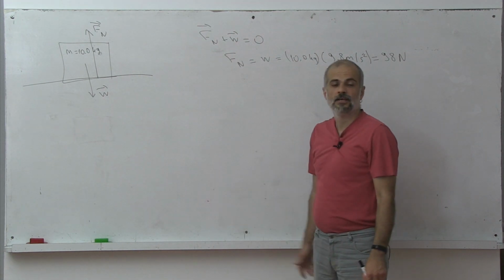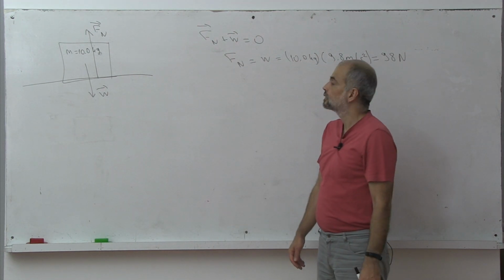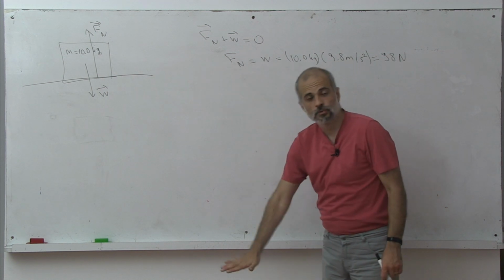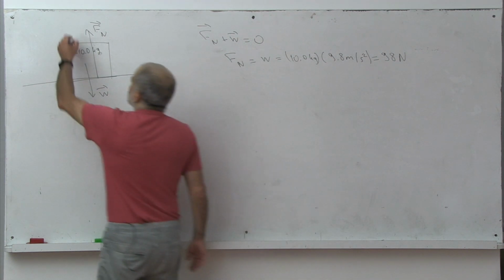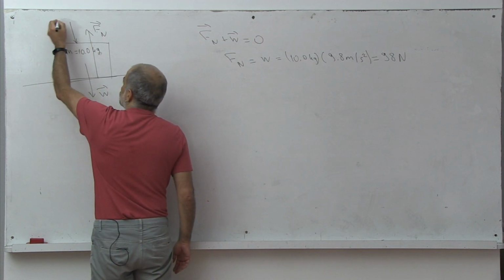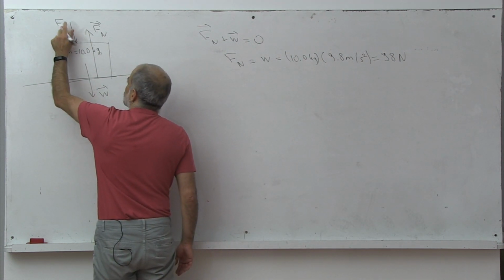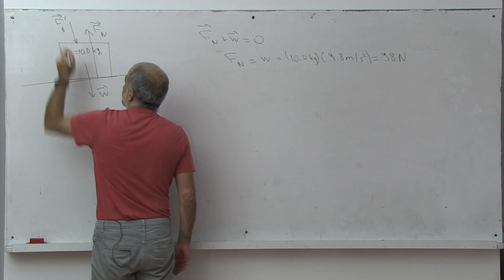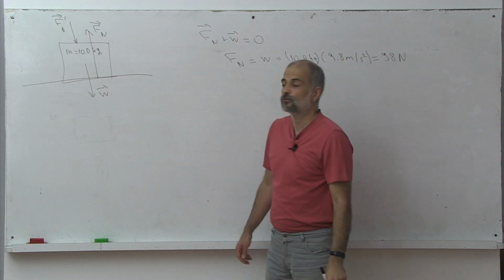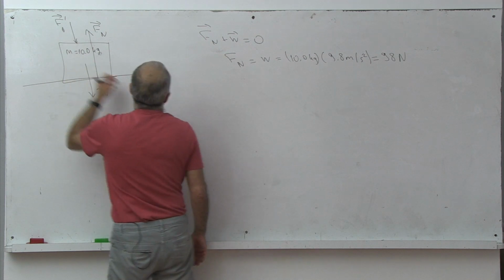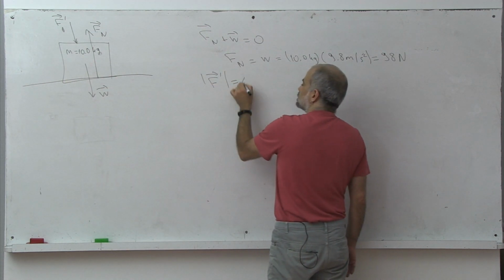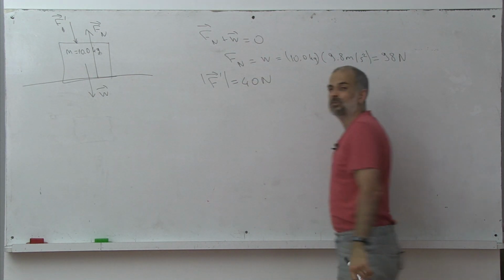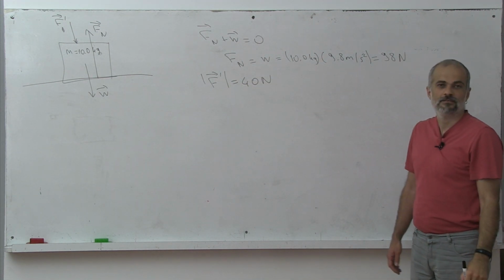Let's modify it slightly now. Let's say that you push this box downward with a force equal to 40 newtons. You see there is this additional force acting on the block. Let's call that F prime, and the magnitude is 40 newtons. What will be the normal force in this case?